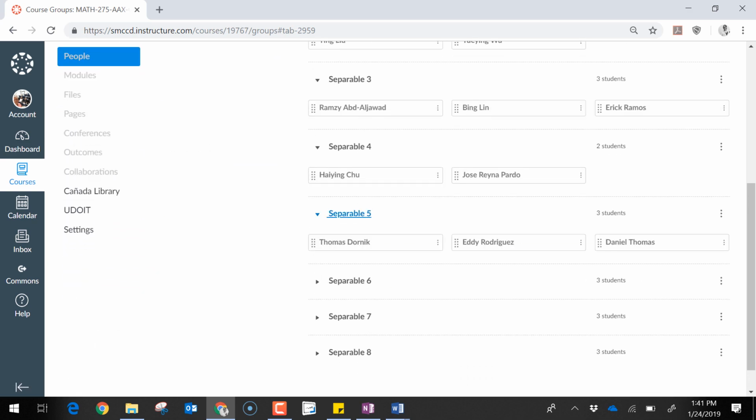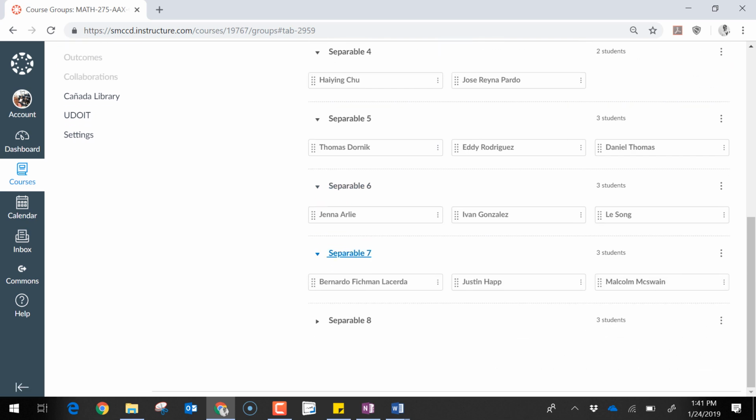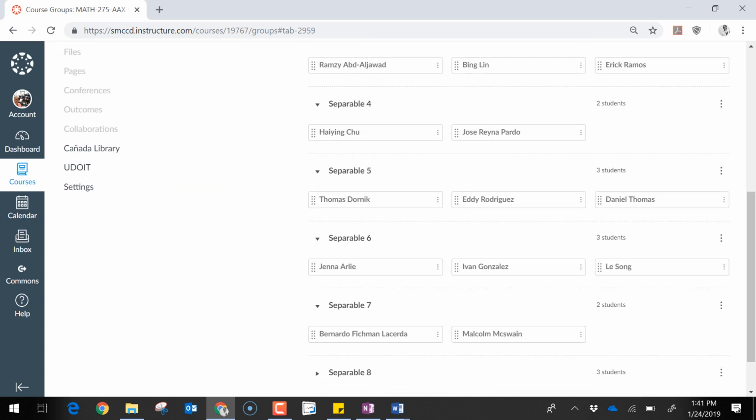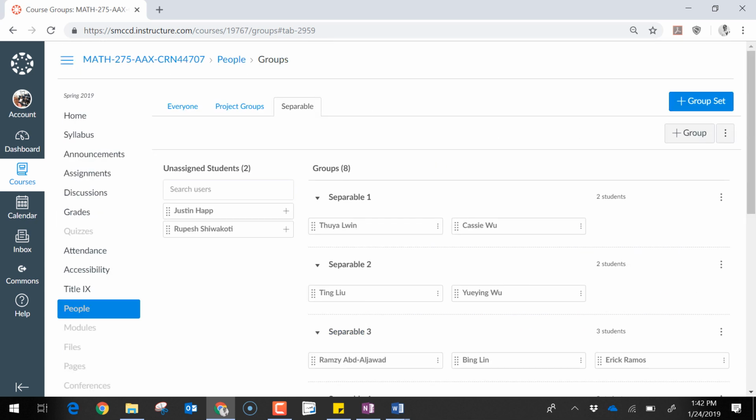Thomas, Eddie, and Daniel? Okay, you guys got each other? Jenna, Ivan, and Lesong. Bernardo, Justin's not here. Bernardo and Malcolm. And Hong Hao, Yao, and is everybody here? Okay. All right. So get yourselves together into groups.